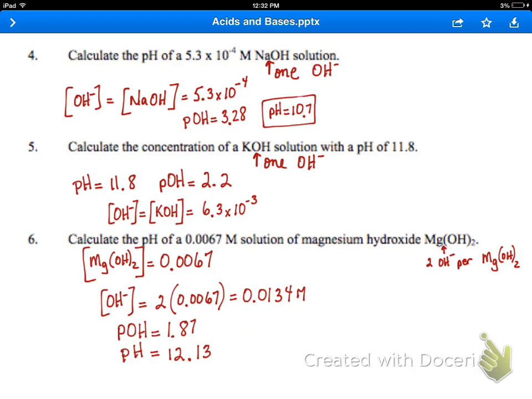That's really basic, which makes sense because magnesium hydroxide is a pretty strong base.